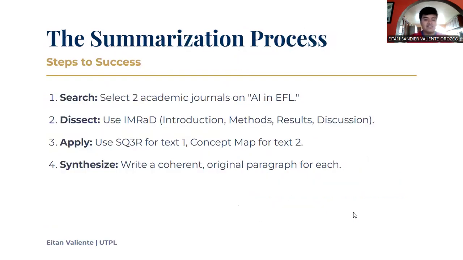Okay, the summarization process, steps to success. The first step is search: two academic journals. One could be in AI and the other in EFL. Dissect: use the main introduction, method, result, discussion to see what is the problem and who could be the solution. Apply: use the SQ3R for one text, concept map for the other text.